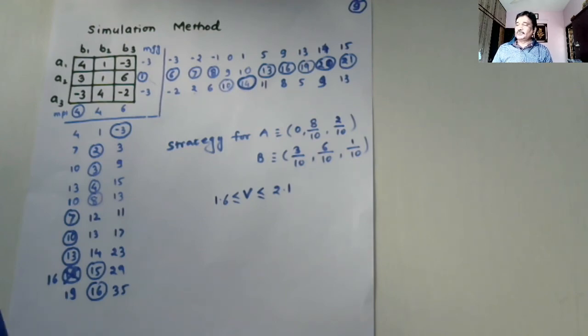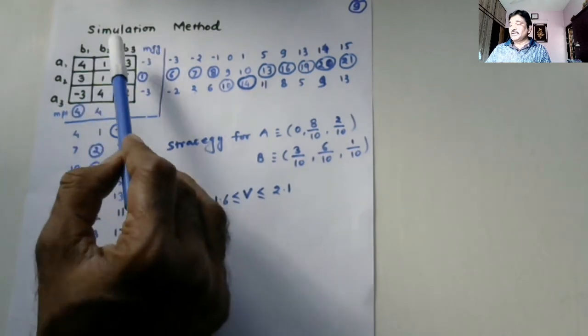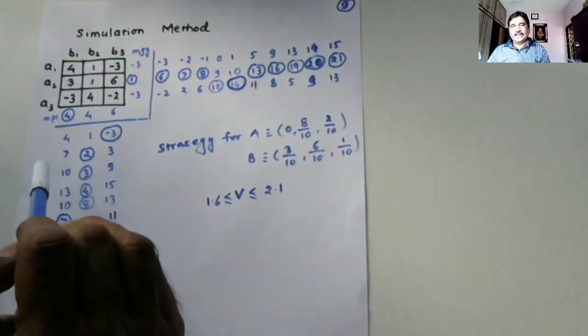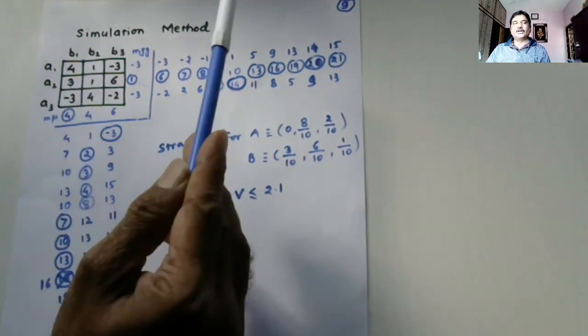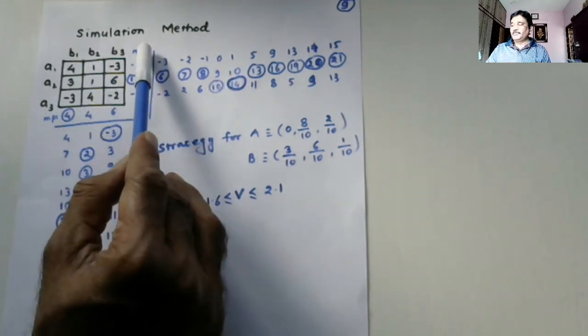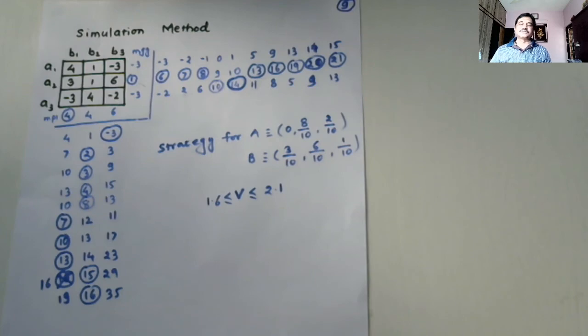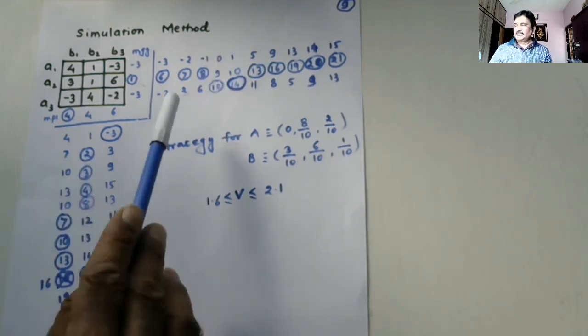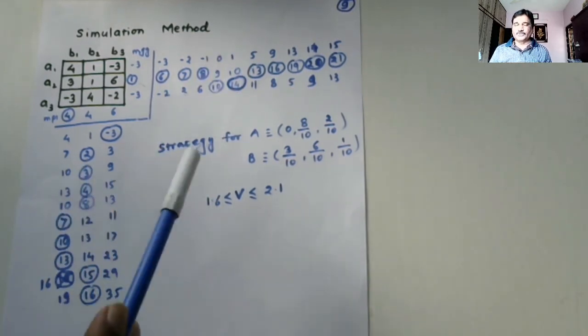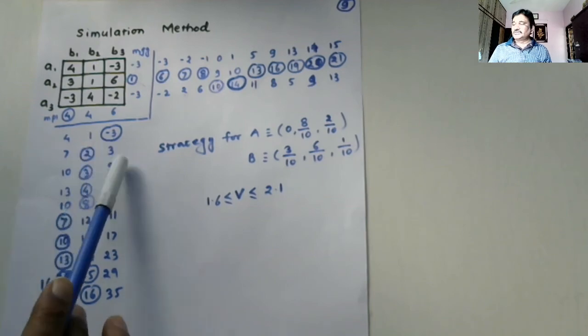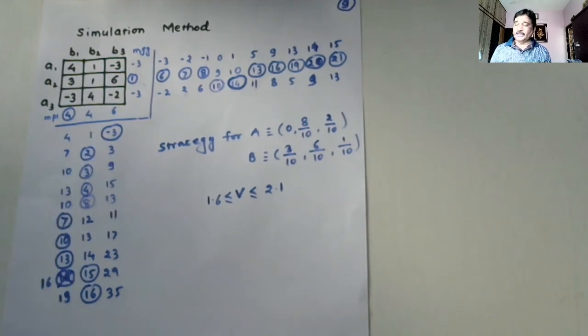If the number of rows is any, be it 10 rows or 20 or 2 or 15 or 16, any number of rows can be there, the method is not going to change, the process is not going to change. So this is a general method for getting the solution to any game. Simulation method, a simple method, right? I hope this is understood.